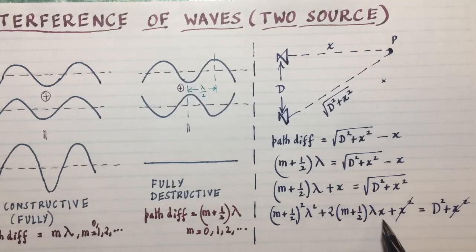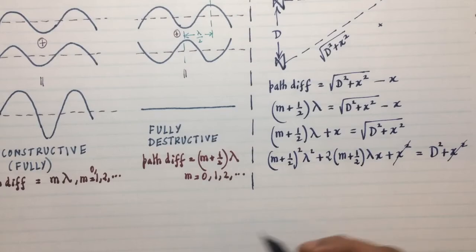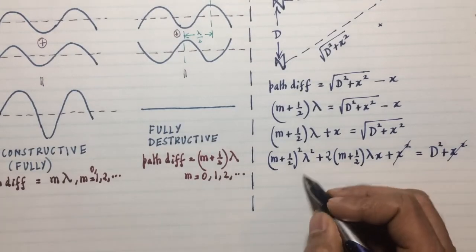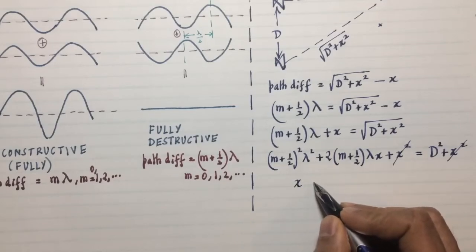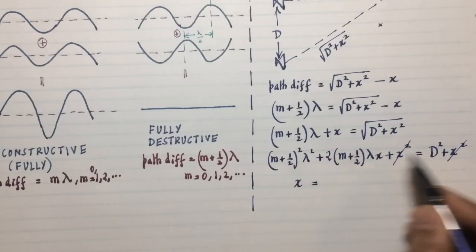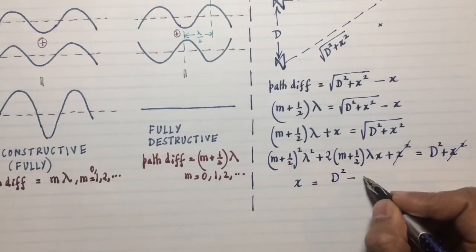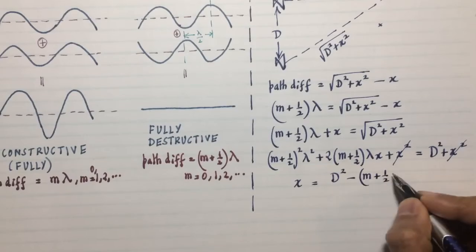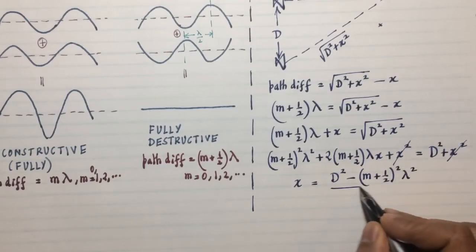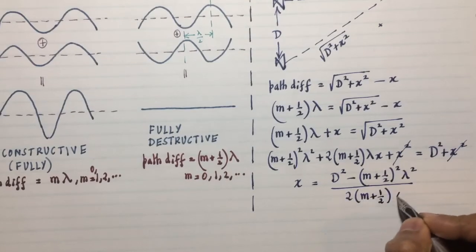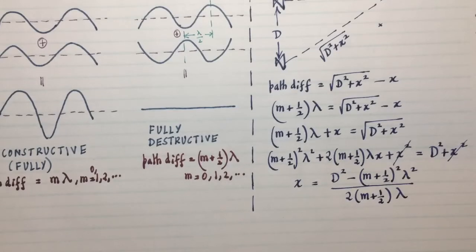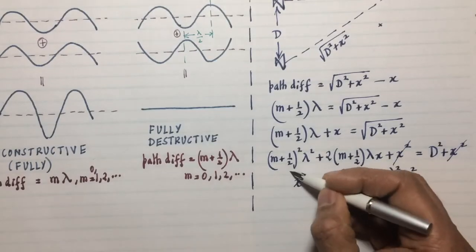So I have actually a very linear equation for the position that you should not put your couch at. So this is going to be x equals, now I'm going to take this over to the other side. So it's d squared minus (m plus a half) squared lambda squared, divided by everything that multiplies x. That is your master formula for the subject matter at hand, which is where not to put your couch.